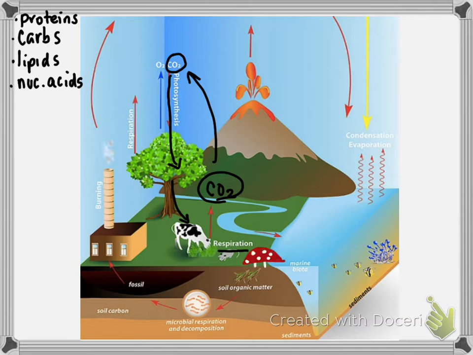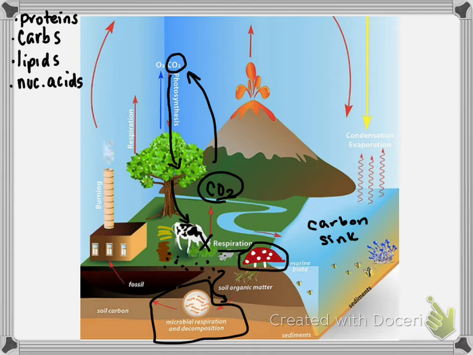Also, if an animal defecates, urinates, or dies, detritivores like fungi and heterotrophic microbes like bacteria will break down those products and release the carbon back into the soil.